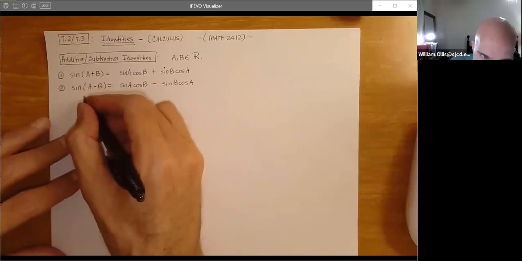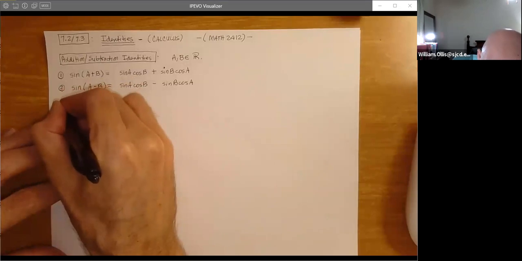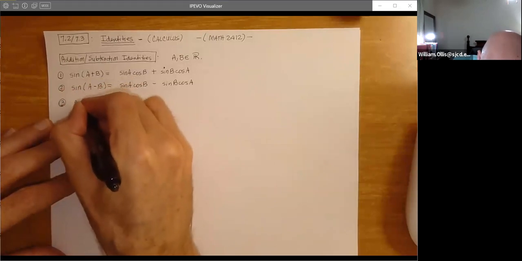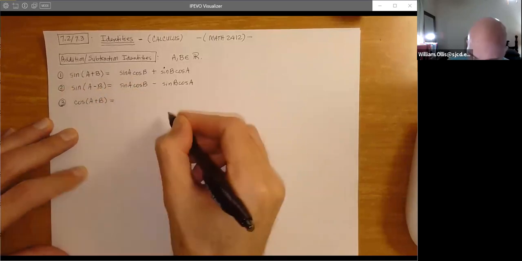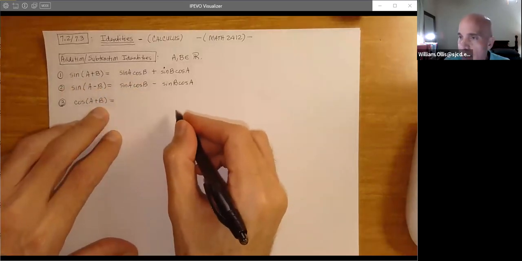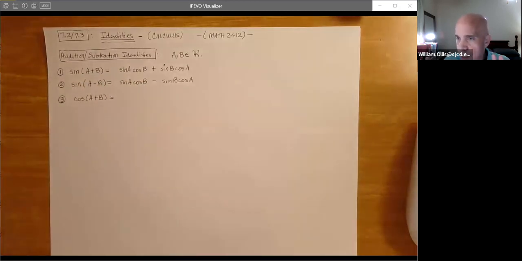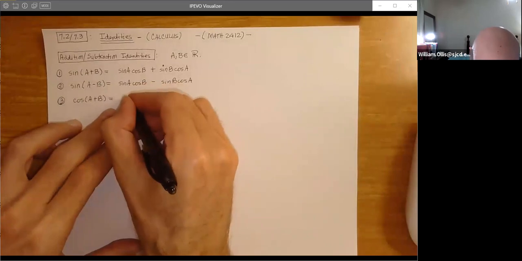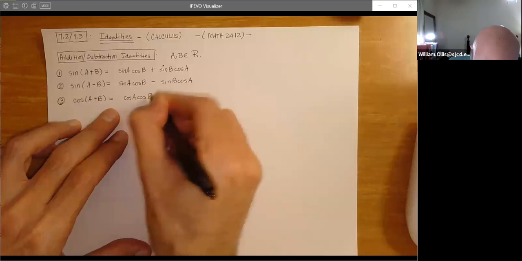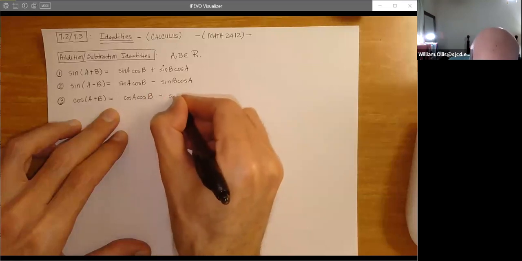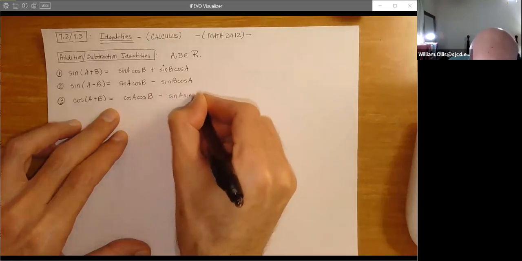Now the cosine is a little bit quirky. Cosine of A plus B is a very useful identity. Oddness in the sense that it gives you a funny looking formula. Cosine clearly is an even function. It gives you lots of useful identities. And it looks like this. We get cosine A cosine B minus sine A sine B.